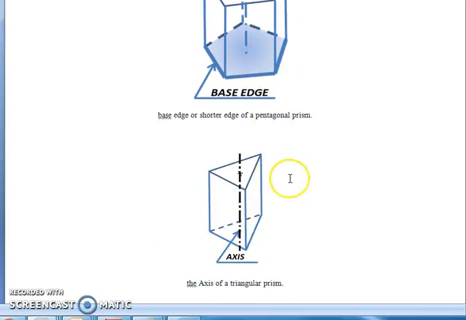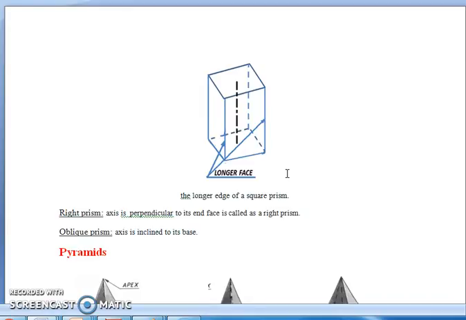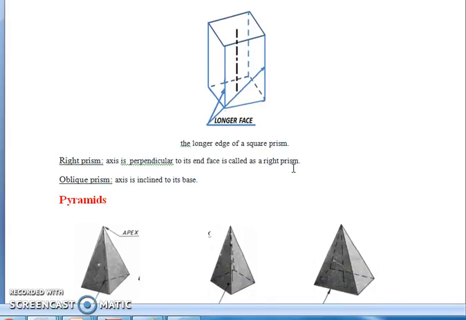And axis is an important term, which is the line that passes from the top base to the bottom base. This one is an imaginary line. Then the longer edges are the edges of the long faces. Based on the axis position, prisms are classified into 2 types, right prism and oblique prism. Right prism means the axis is perpendicular to either the horizontal base or vertical base. In an oblique prism, the axis is inclined to one base.